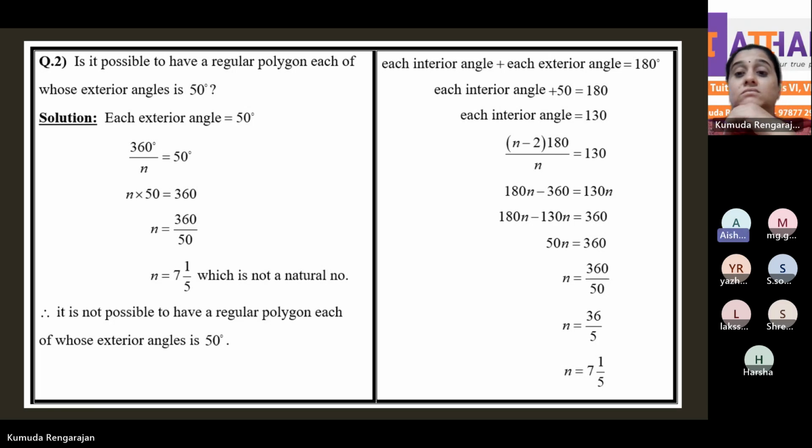So we have to write everything on the screen, even the elaborate part, right? I'll explain that first, and then you can make a note of it.